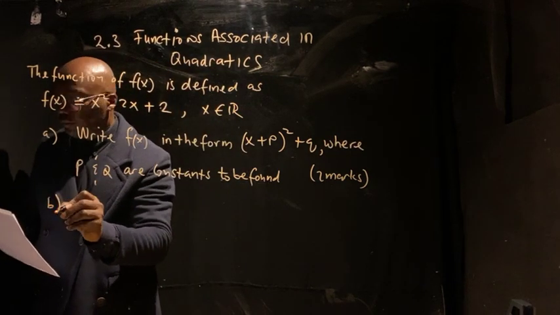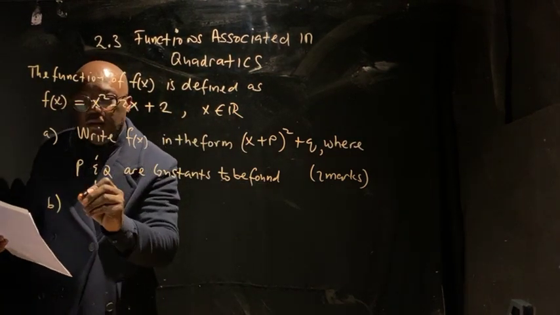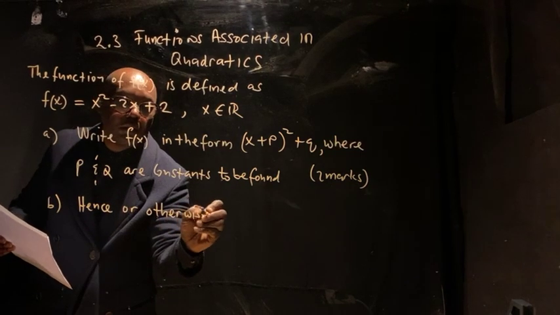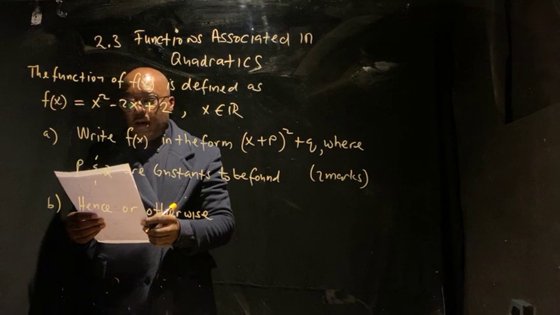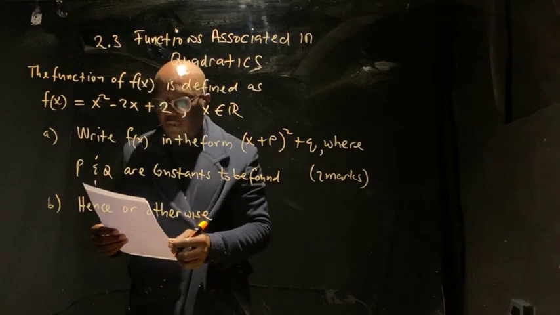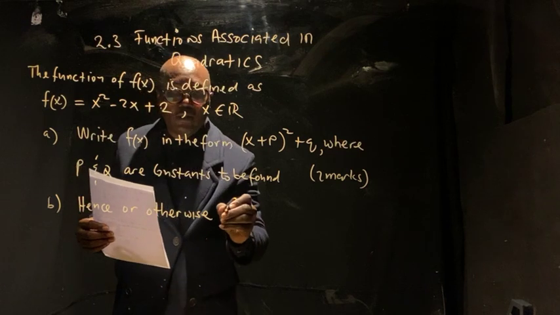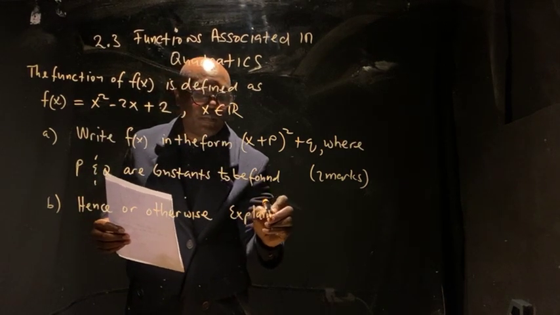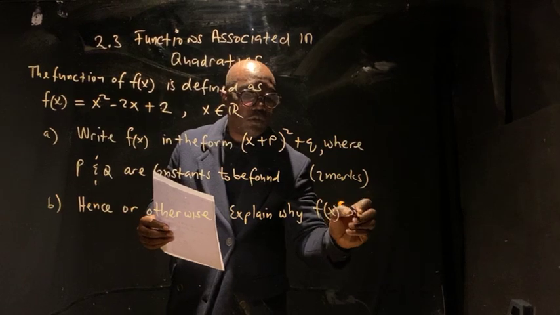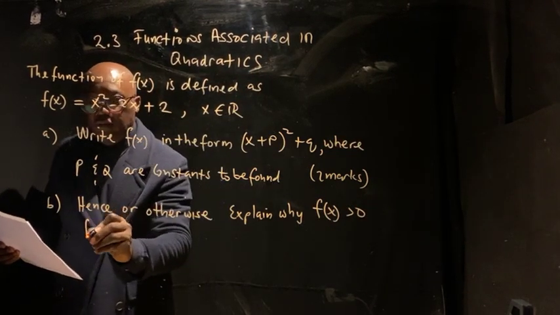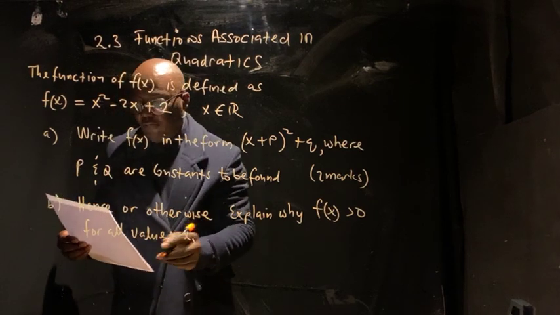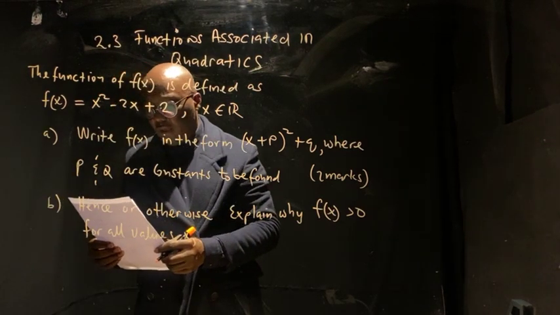Secondly, the B part, which says that hence or otherwise, explain why f of x is greater than 0 for all values of x. And find the minimum value of f of x.